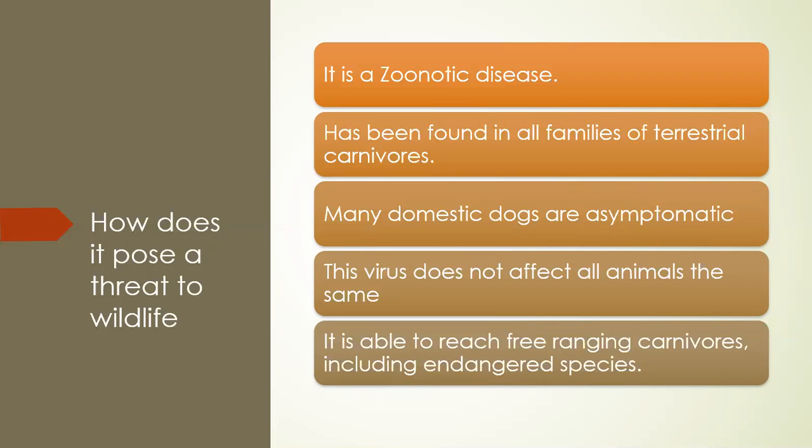This virus does not affect all animals the same. So, as I said, many dogs will be asymptomatic and they can spread it to cats, which I believe have more respiratory symptoms. But for every single family, it's going to be a different reaction. This is what makes it so hard to treat and to come up with a vaccine. It is able to reach free-ranging carnivores, including endangered species. This is something that, again, I will get into in further detail later on, but it's very important.